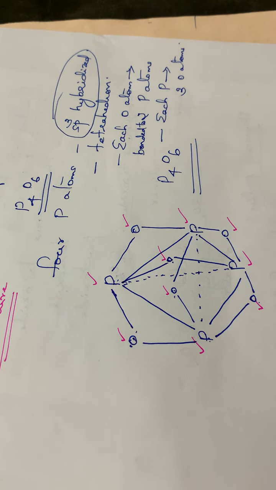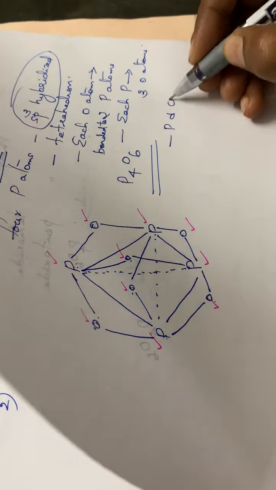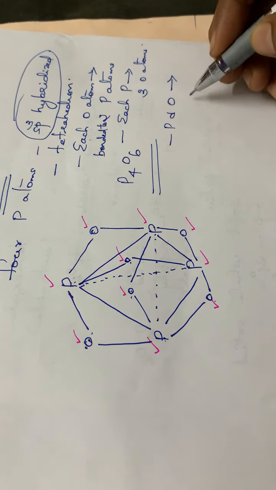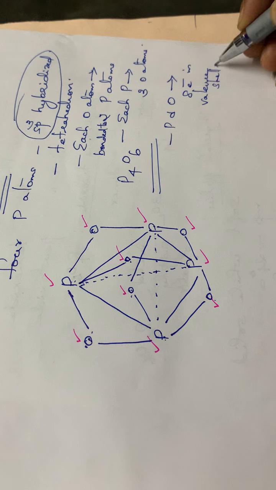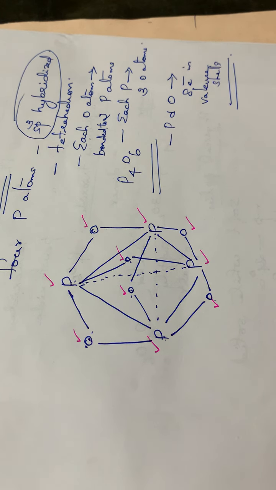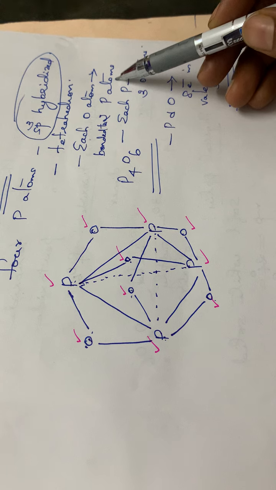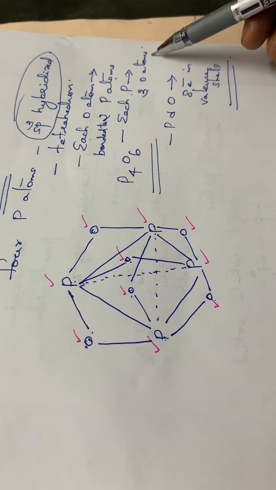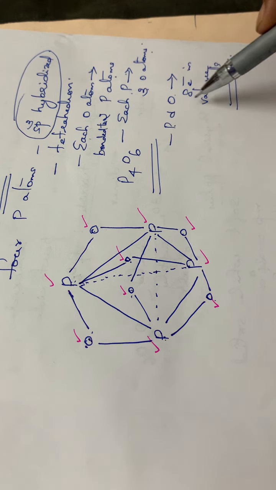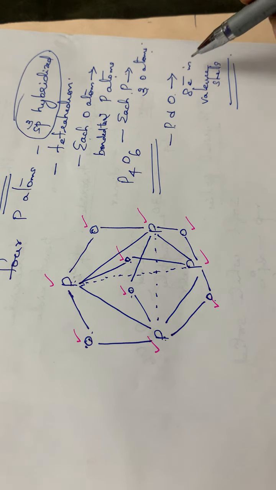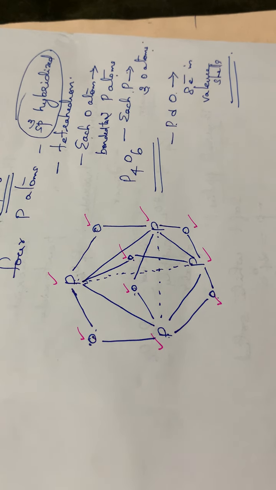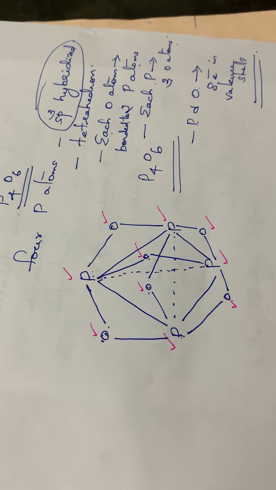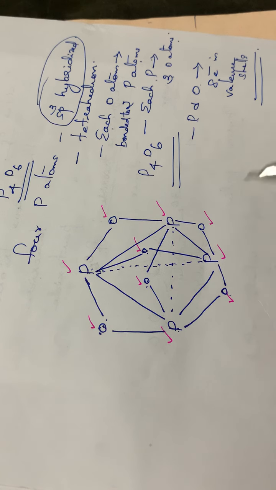Also all the phosphorus and oxygen atoms will have 8 electrons in their valence shell. So these are the points to be noted down: each oxygen atom bonded to 2 phosphorus atoms, each phosphorus atom bonded to 3 oxygen atoms, and each phosphorus and oxygen atom will have 8 electrons in the valence shell. That means it has completed its octet configuration. So this P4O6 molecule is a completely stable molecule. Then the next compound. Hope you are clear with this structure. Otherwise, you can pause the video and draw it.